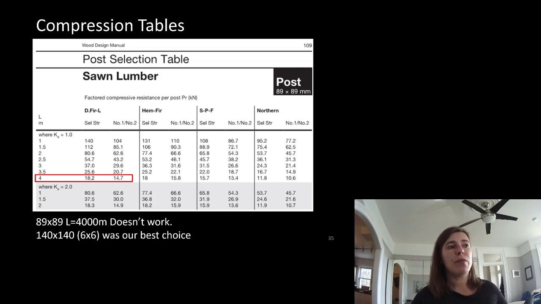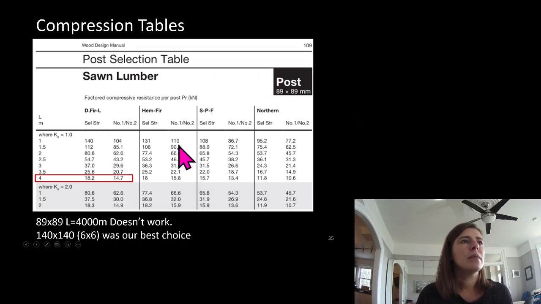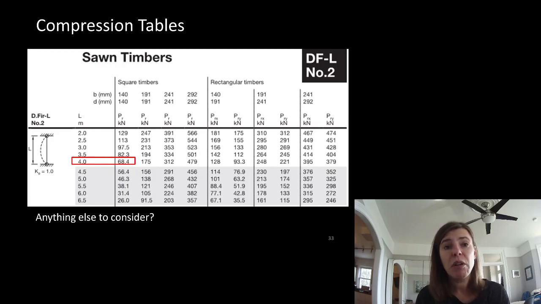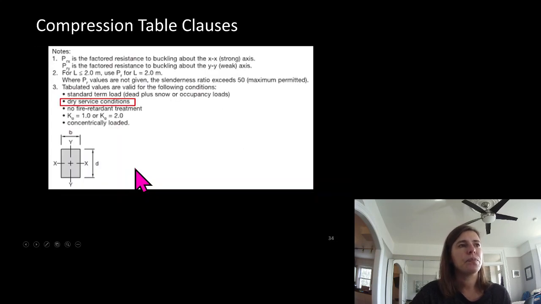I would accept for something like this saying that for the 140 by 140, this is the value. If this is greatly larger than our factored load, I think that's fine enough. We know that the reduction factor for a wet service condition was in the range of 80 to 90%, if it even had a factor applied to it. So if this is a lot greater than our factored load, I'd be okay with it.